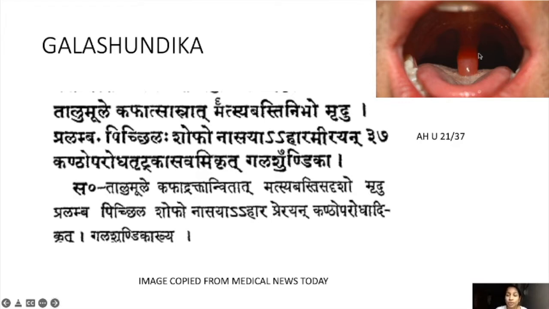This is a picture of a patient having uvulitis. You know the uvula, right? This structure, uvulitis. Normally it will come because of infection or inflammation. It becomes elongated, and there is a swelling, and it resembles the basti of a fish. So they are known as Galashundika. This is according to Ashtanga Hridaya.